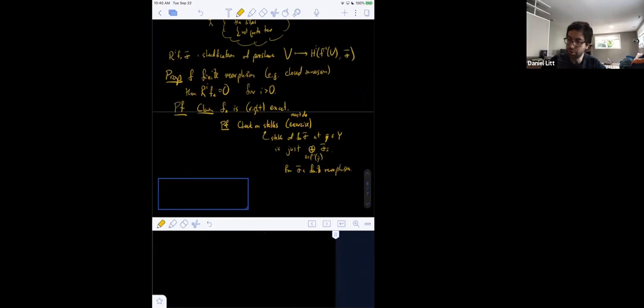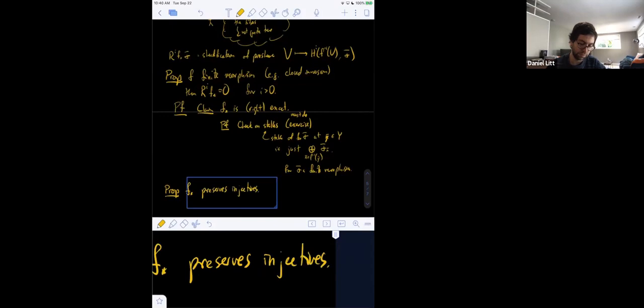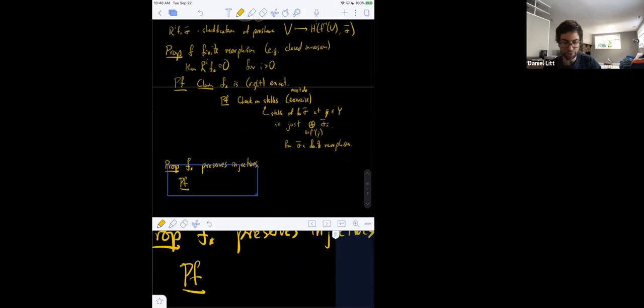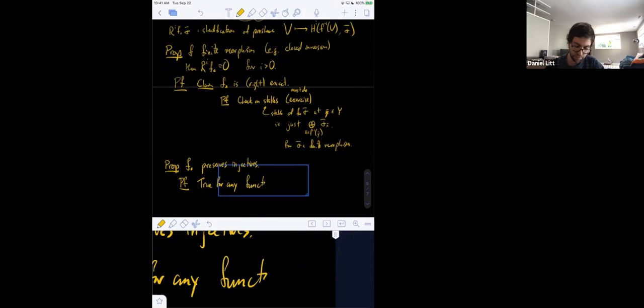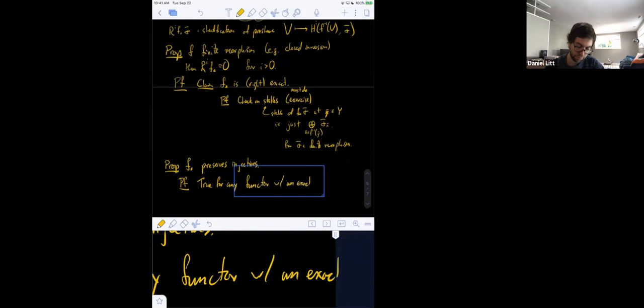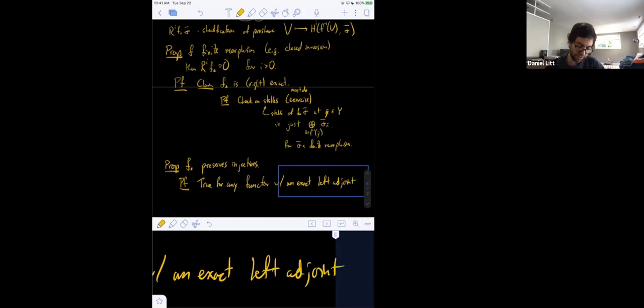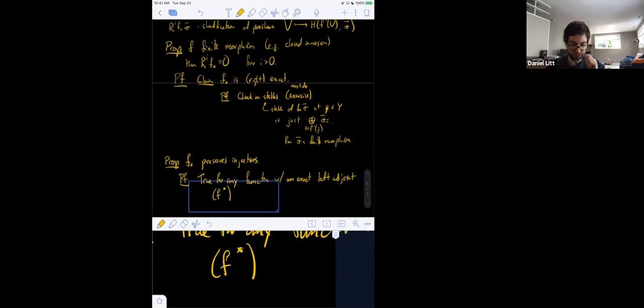So let's try to understand how to analyze them in general. First of all, I need the following technical proposition: f_*, for now any morphism f, preserves injectives. And following my rule of doing a limited amount of category theory, I'll just tell you what the key category theory that goes into this is. This is true for any functor with an exact left adjoint. And in this case, we have the left adjoint f^*, which we've said is an adjoint.